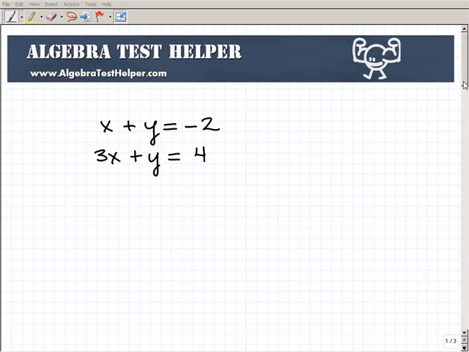And what I want to focus on in this video is solving this system. Okay, this is a system of equations. And I'm going to solve this system using the substitution method. So we're going to go through the steps on how to do that.